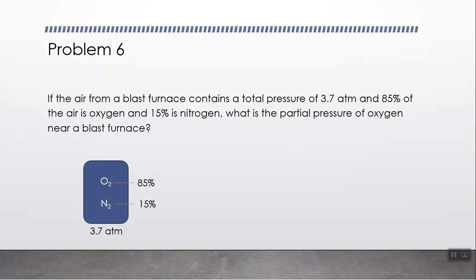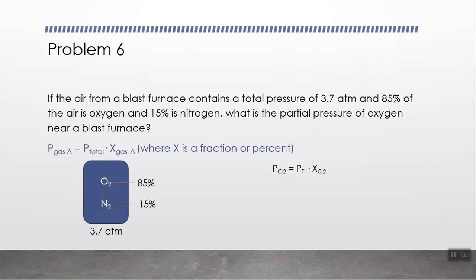In other words, because you're trying to figure it out for oxygen, it's basically what is 85% of the total? What is 85% of 3.7 atmospheres? If you want a formula, you can use this. We're actually going to use it for our next problem. So the pressure of oxygen, in this case gas A, is equal to the total pressure times the percent, or it could even be a fraction of that particular gas.